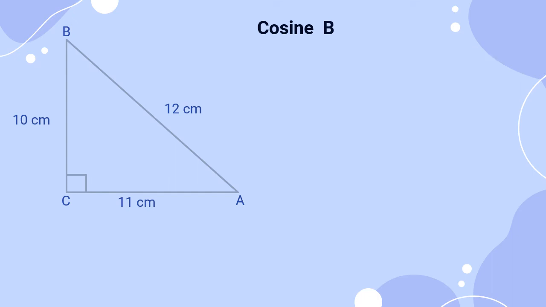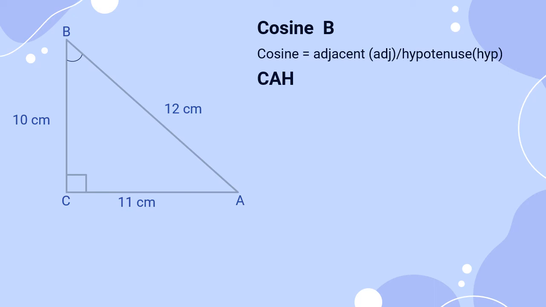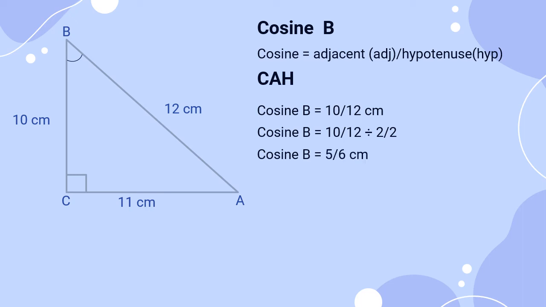So next, let's find the cosine B. The angle should be there. Then the formula is adjacent over hypotenuse. So cosine B is equal to 10 over 12. To simplify our answer, divide it by 2 over 2. So cosine B is equal to 5 over 6 centimeter.